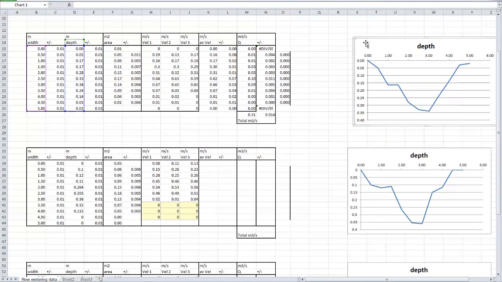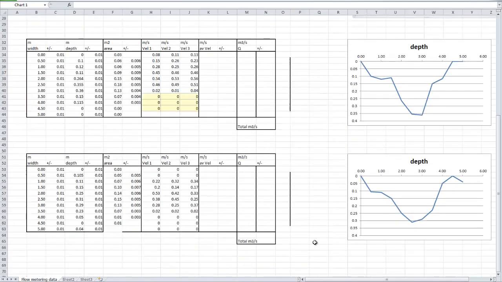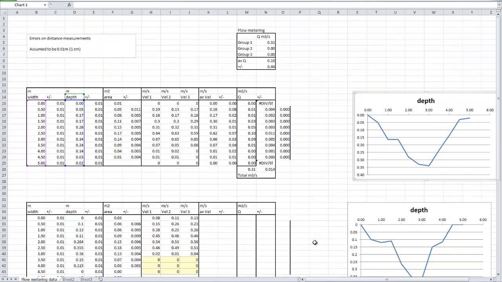I think it's worth having a look at these diagrams, which are the shape of the channel, to see how regular that is, how comparable it is between sets of measurements.